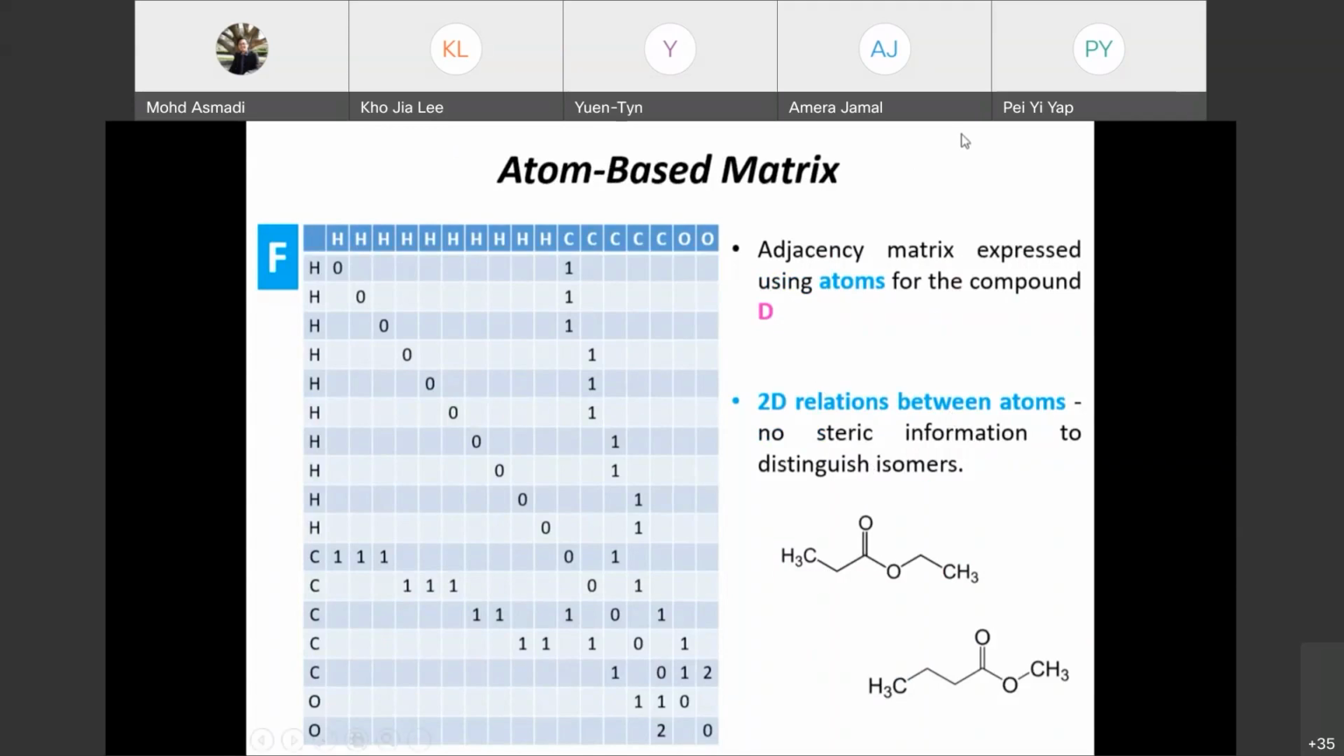This is the adjacency matrix. How many H are here? 1, 2, 3, 4, 5, 6, 7, 8, 9, 10. So 3, 3, 6. This one is 1, this one is 1, and this one we have 2. Ten H in total.